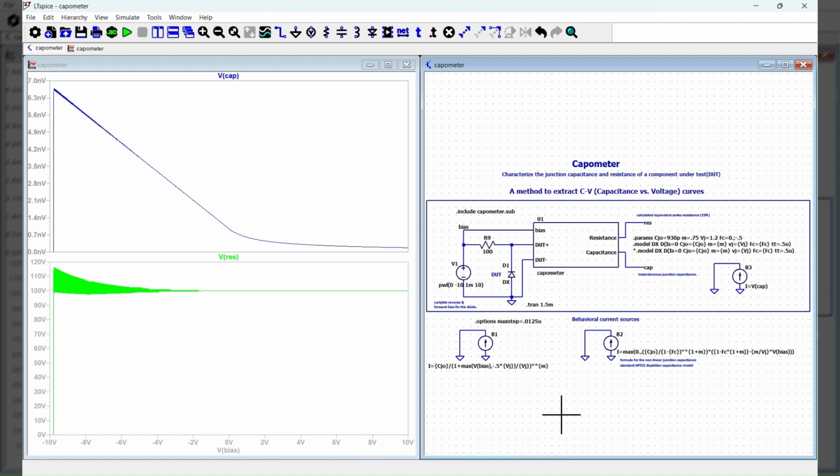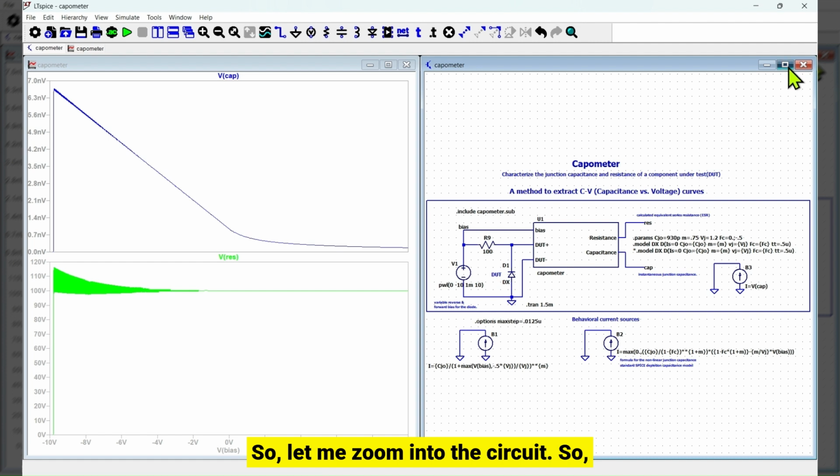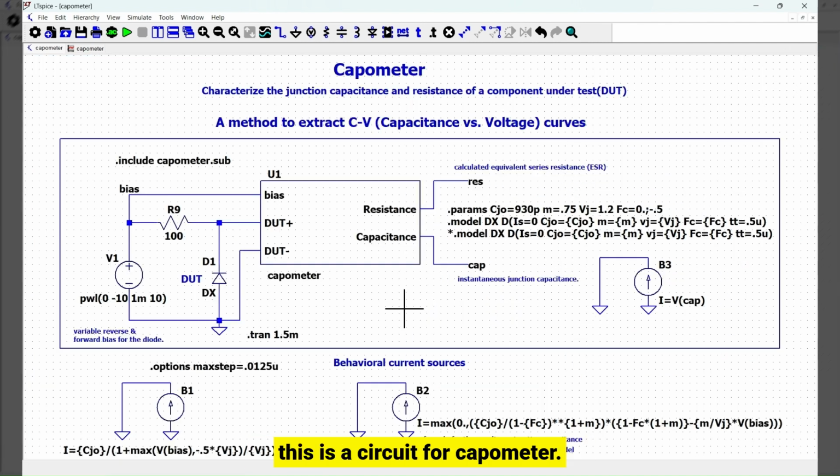Let's continue. So let me zoom into the circuit. This is a circuit for a capmeter. A capmeter is a device through which you can extract the parameters of the capacitor. This is the DUT which we are testing today. You can make a circuit through this capmeter and measure the equivalent series resistance, which is also called ESR, and the instantaneous junction capacitance of this capacitor.